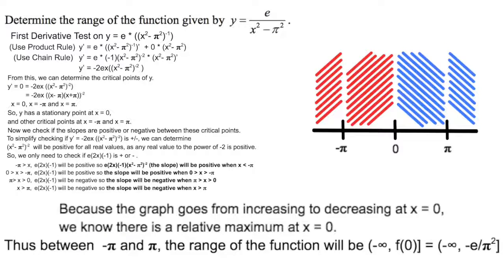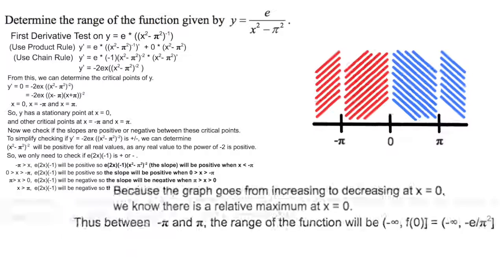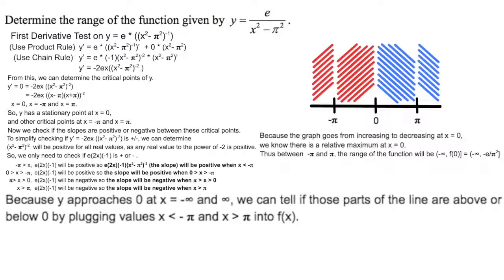Thus, between negative pi and pi, the range of the function will be from negative infinity to f of 0, or negative infinity to negative e over pi squared. Because y approaches 0 at x equals negative infinity and infinity, we can tell if it's above or below 0 by testing the values x less than negative pi and x greater than pi.